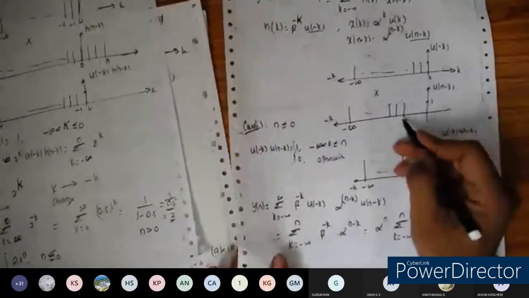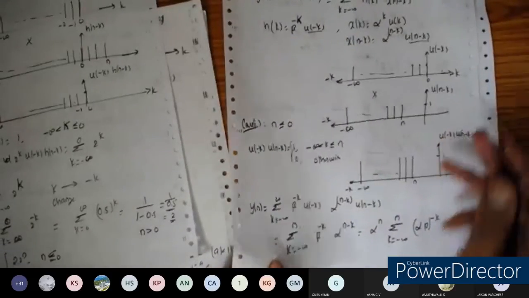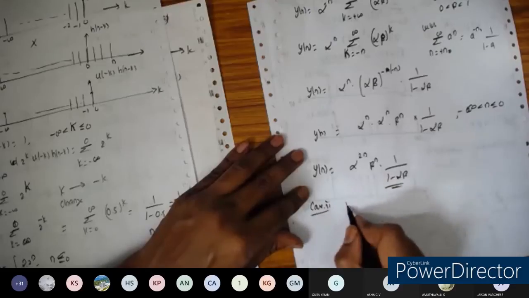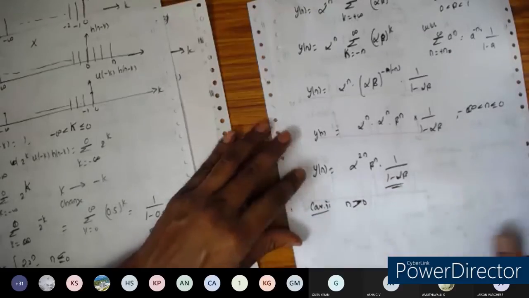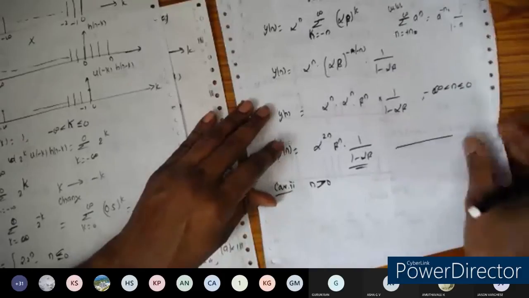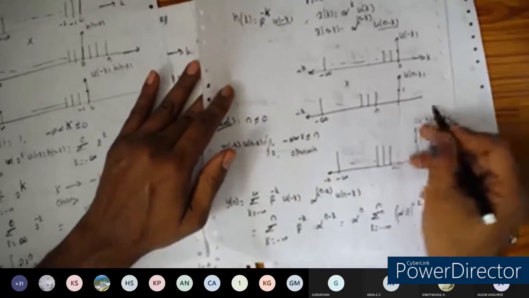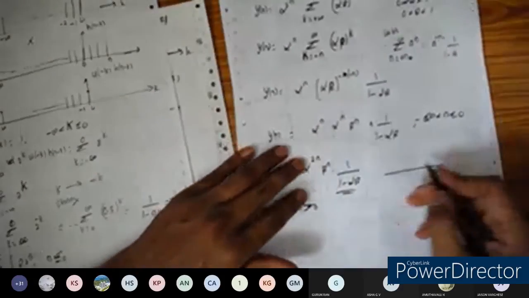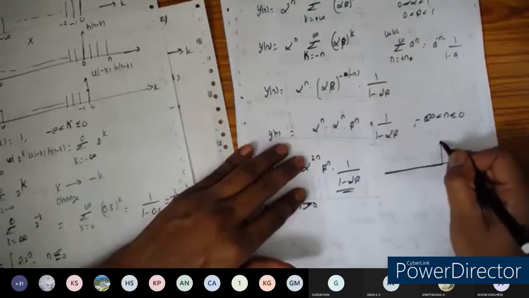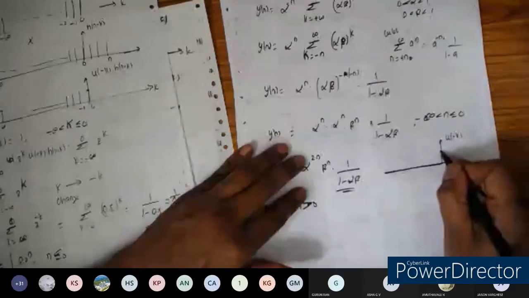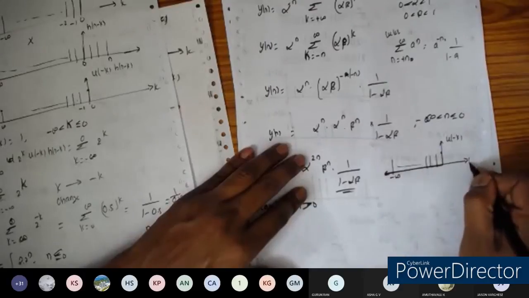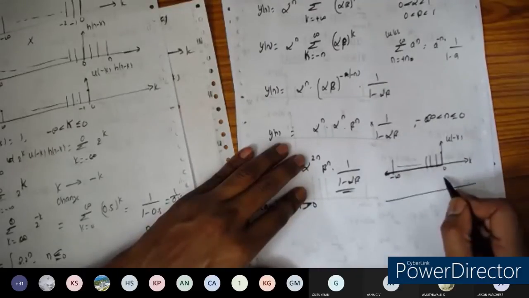The next case is nothing but, so n can take the value greater than or equal to 0. So take case 2. Okay, n takes the value greater than 0. When n takes the value greater than 0, the waveform is here. So I can write, this is u of minus k, starting from 0 up to minus infinity. So this is k, and this is u of n minus k.